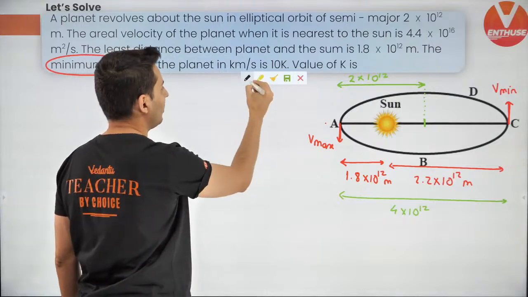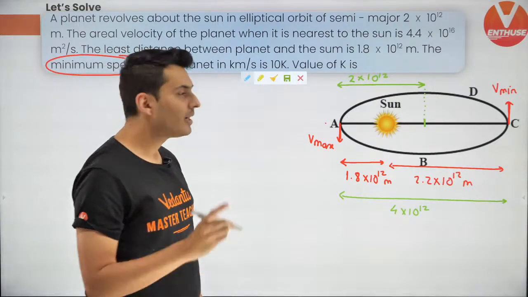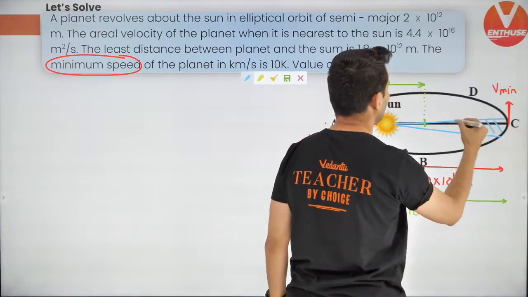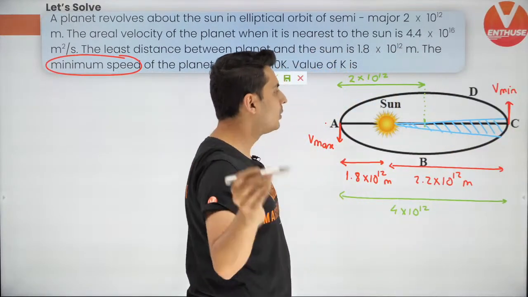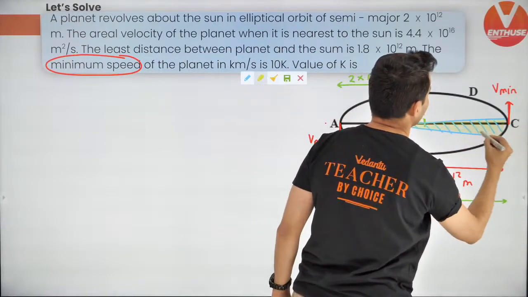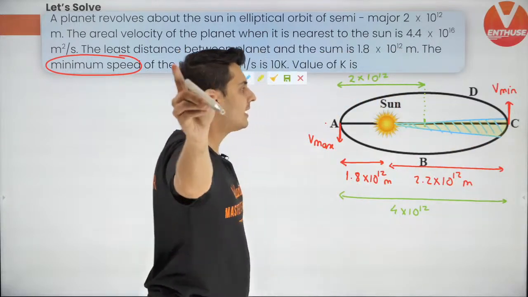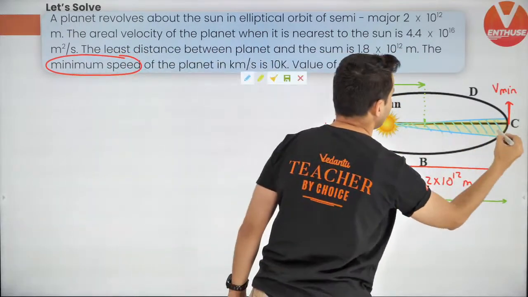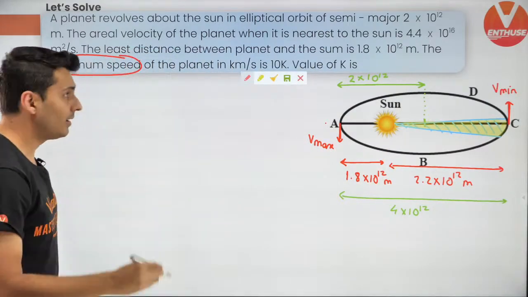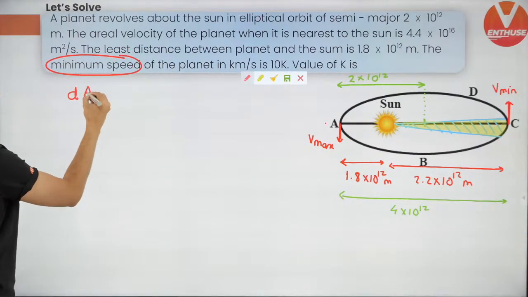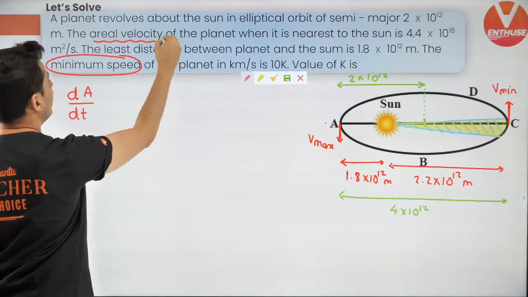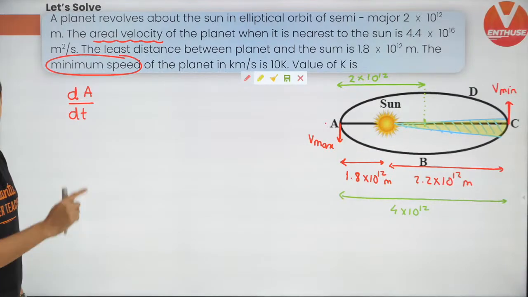Now talking about aerial velocity. What is this aerial velocity? Aerial velocity is how much area you cover per unit time. The area which you cover per second is called the aerial velocity. Keep this in mind. Is this now clear? Now this formula for aerial velocity, dA by dt. This dA by dt is nothing but that aerial velocity. If this is clear, cool.